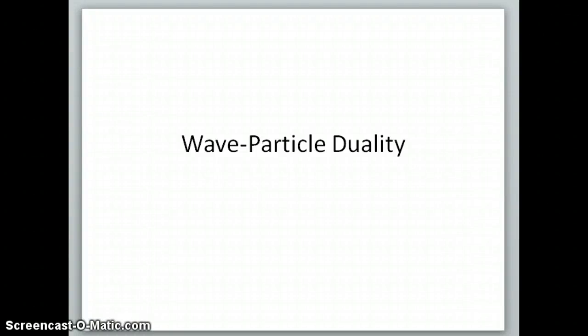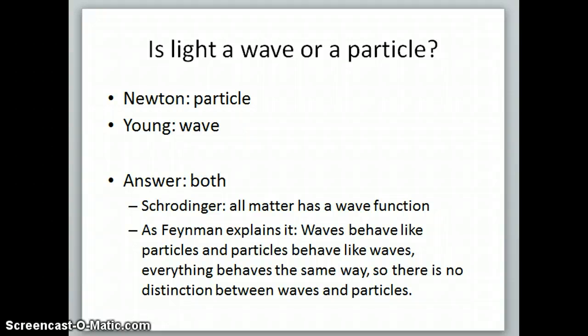So we're going to talk about the wave-particle duality here. What is the wave-particle duality? We're going to use light as an example, and the question is: is light a wave or a particle? Historically, it was thought of as a particle by Newton, and later on Young performed some experiment that demonstrated that light is a wave. The true answer is that light is both a wave and a particle, depending on how you look at it.